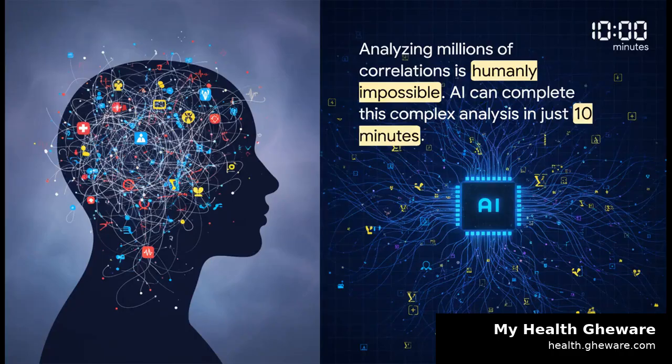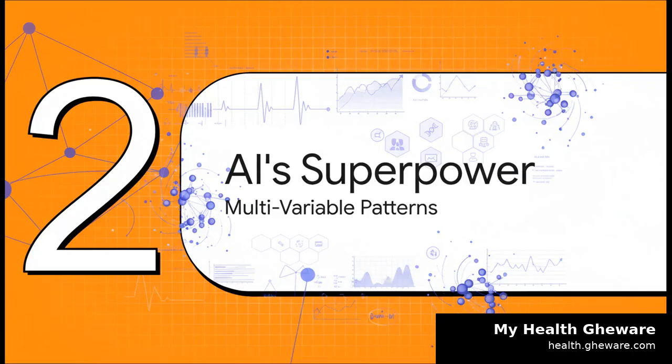So here's the bottom line. Trying to manually figure out if your deep sleep on Tuesday night somehow affected your glucose spike on Thursday afternoon? Well, our brains just aren't built for that. There are literally millions of possible connections. It is humanly impossible. And this is where AI steps in.